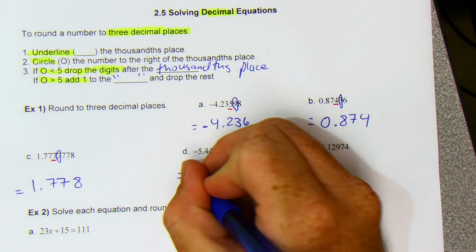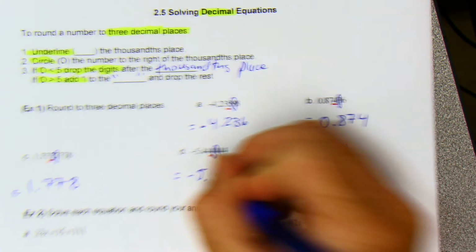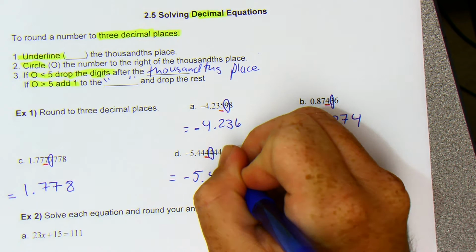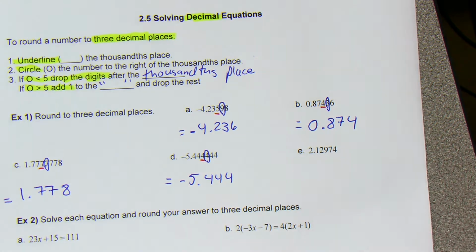So I know my rule is to just drop all the numbers after the thousandths place. So this will equal negative 5.44. Here's my thousandths place, that 4. And then I just drop all the numbers after it. Okay.